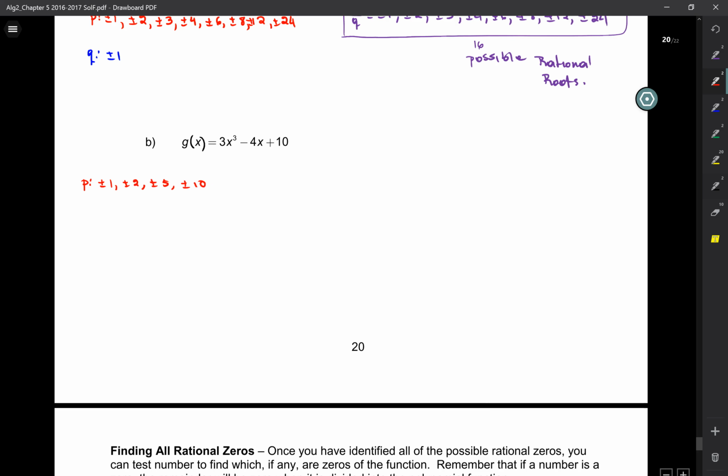2 over 3. So I'm dividing each of these by this one. So 1 over 1, 2 over 1, 5 over 1, 10 over 1. Okay? And now I'm going to do each of them over the 3. So plus or minus 1 over 3, 2 over 3, 5 over 3, and 10 over 3. It's 16 again.